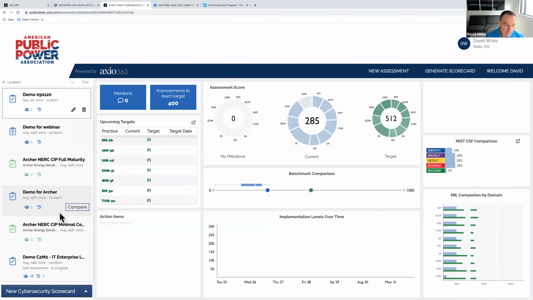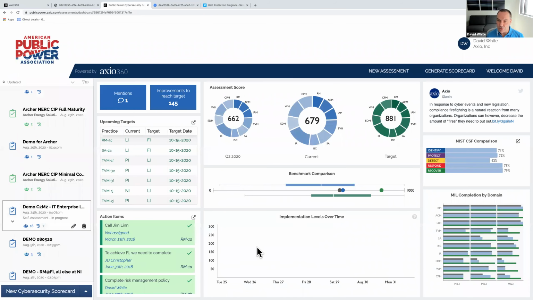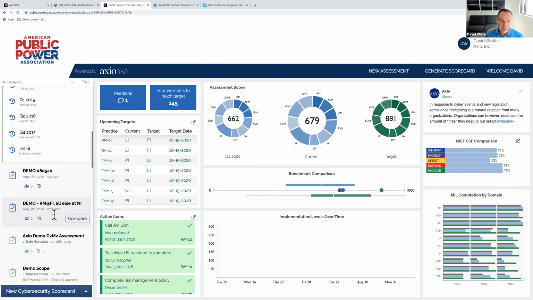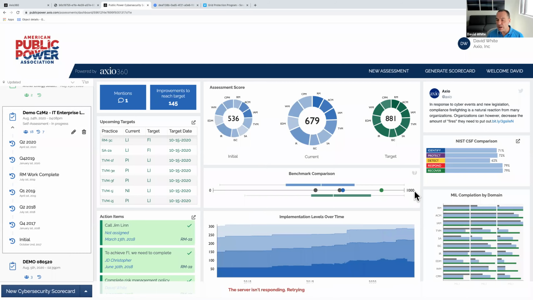And back out to the platform, I'm going to show you a full C2M2 that I've been working on for some time. And this has lots of milestones that I can bring up and show in that left wheel by clicking. So you can see when I first answered this way back when, I think I started this in 2017, my score was 536. Score today is 679, and my target is 881. So the full C2M2 is scored out of 1,000 points. And you can see my progress down here.